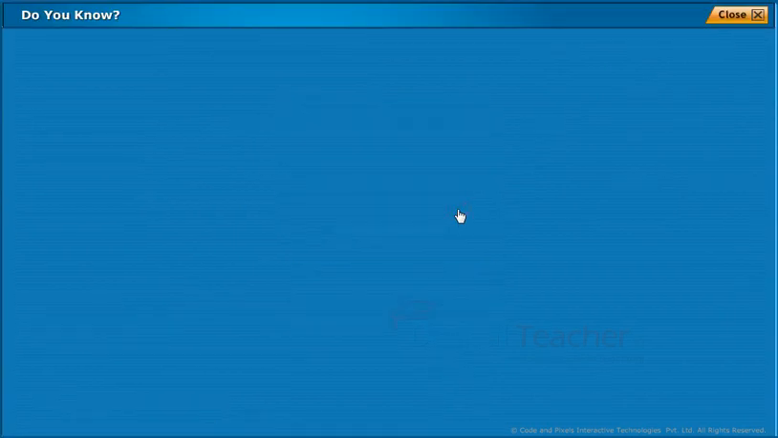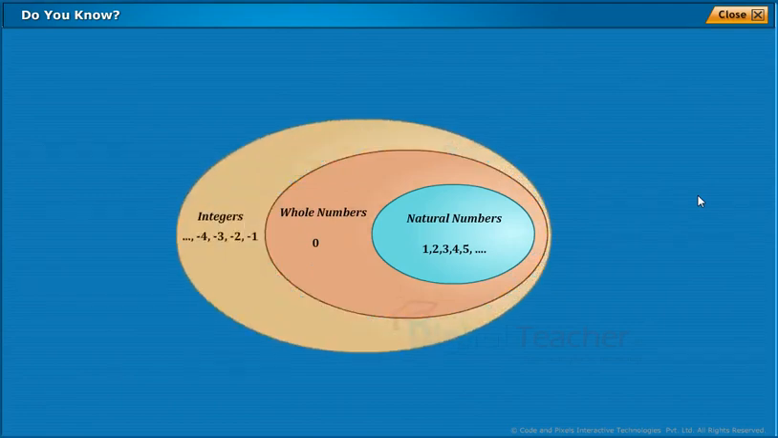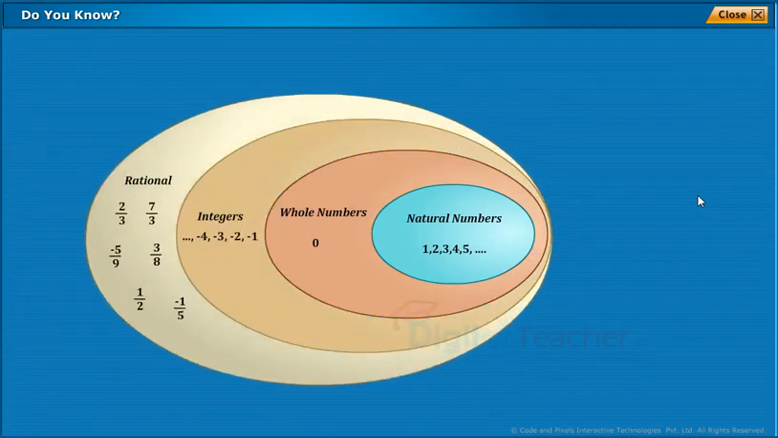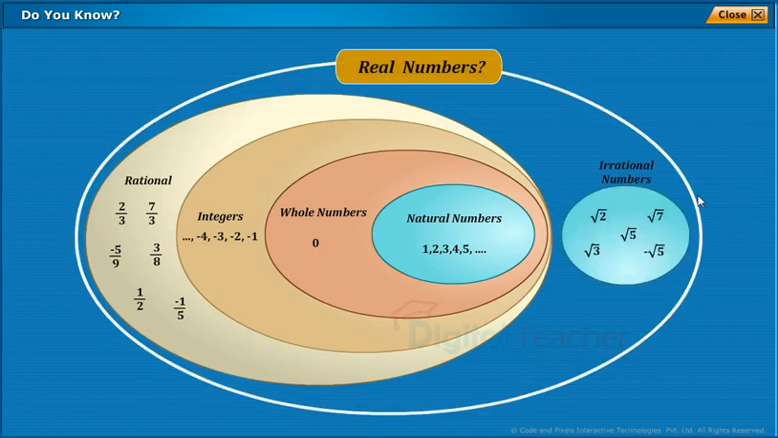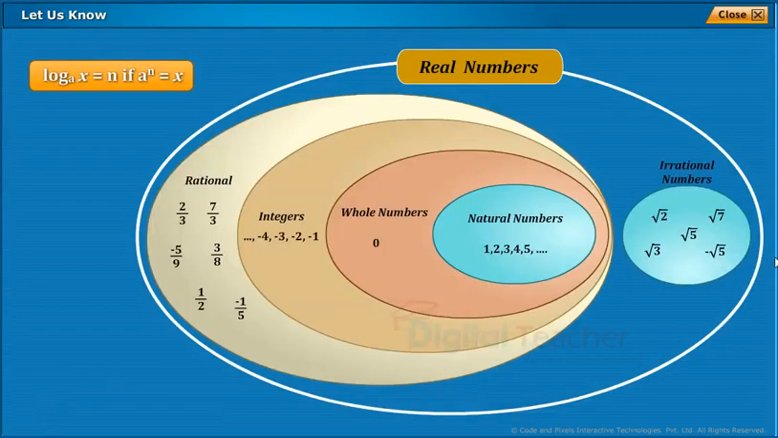You know that rational numbers contain the set of natural numbers, whole numbers, and integers. But do you know that rational numbers are contained in some other set of numbers? Let us learn about various properties of rational and irrational numbers in detail, and also about logarithms.